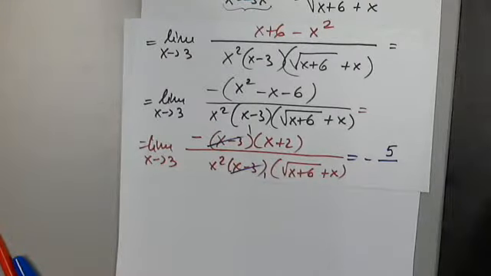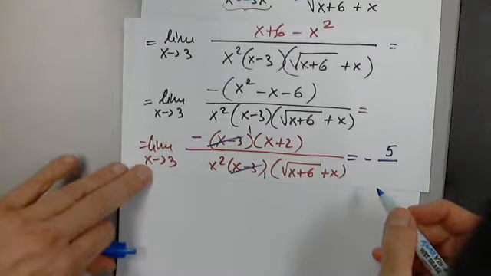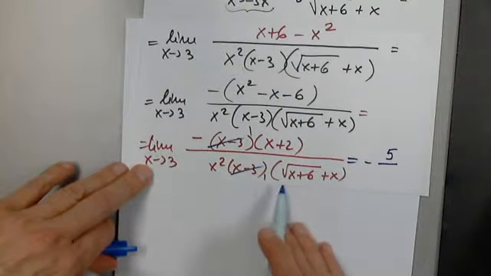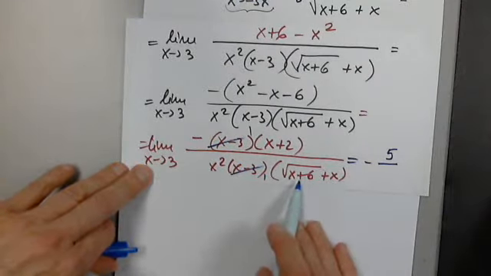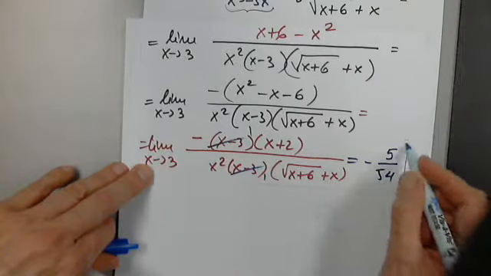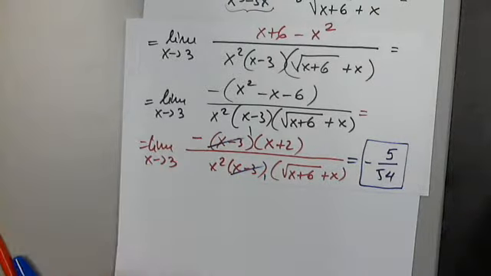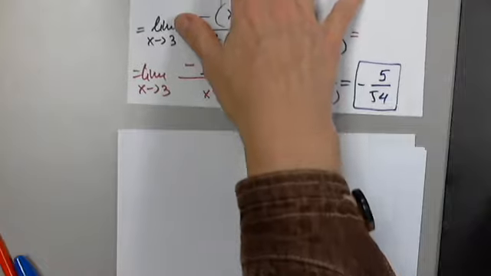So the numerator goes to negative 5, and the denominator goes to 9 times 6. Very good, 54. Any questions? Any questions?